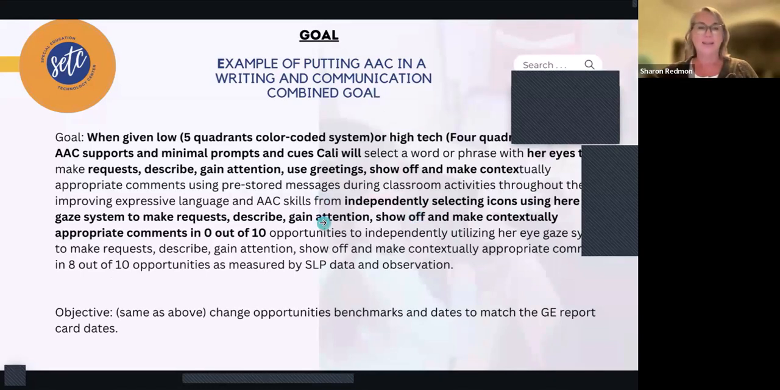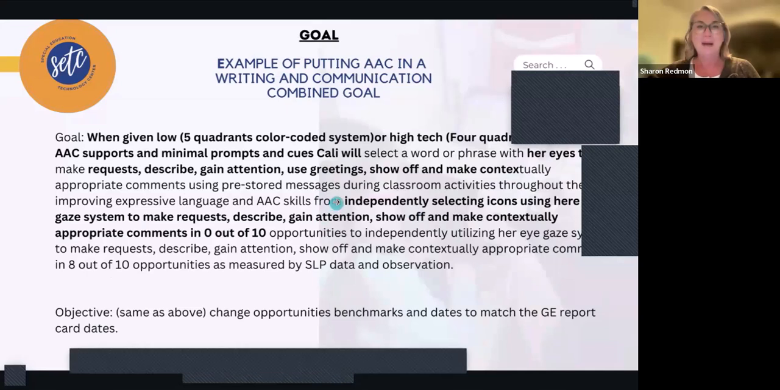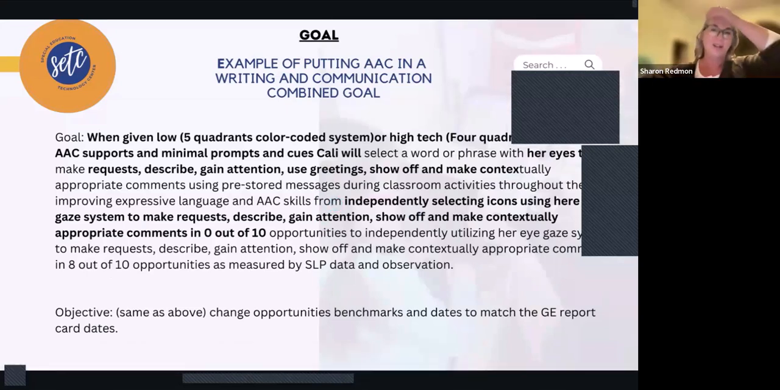Okay, so we're gonna get through this probably pretty quickly. I wish we had a whole day to talk about some of this stuff. We could just really dive in. So here's an example of writing the AAC into the communication goal. Now, understand they can get kind of long. Could I parse this out? I think I could. Would I write this differently now than I did a few years ago? Absolutely.